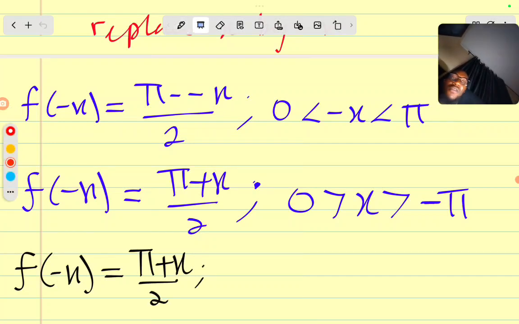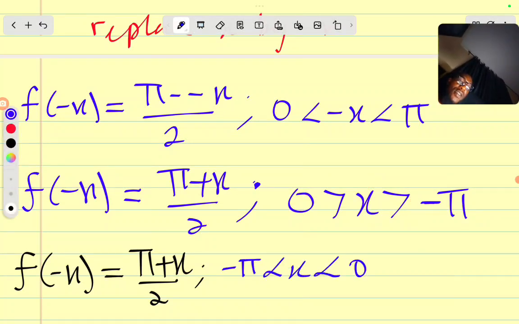Then what's our interval now? I will take the interval from this side back to this, which is the same thing as minus pi is less than x less than 0. Equation 4.